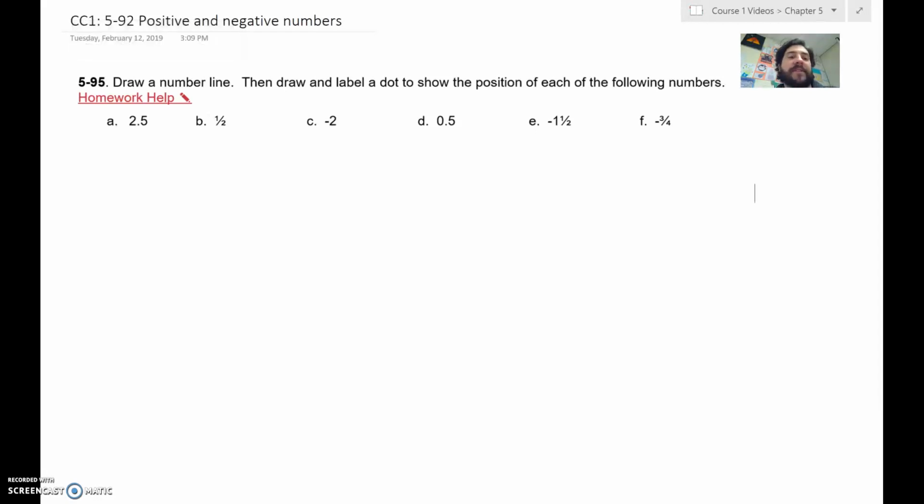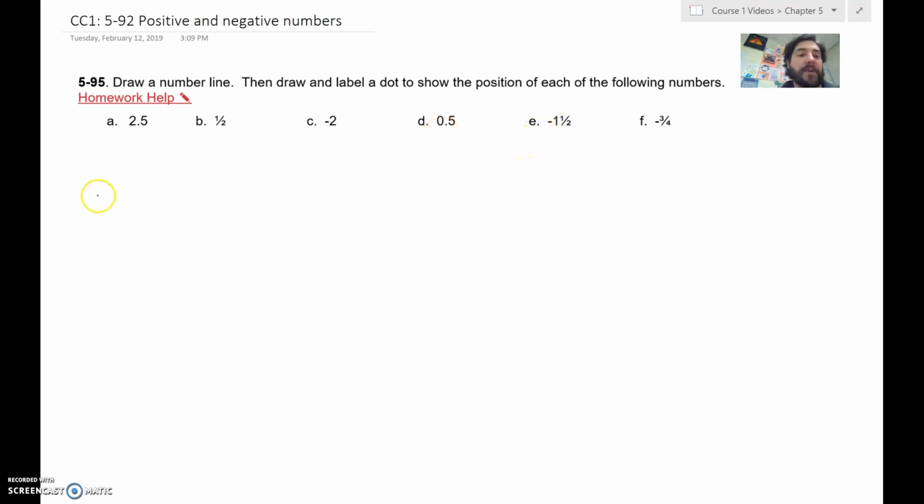This is course 1 from CPM, problem 592 from the 6th grade textbook. This one is about positive and negative numbers. Can you draw them on a number line, and can you represent them where they would go? So this problem gives you 2.5, or 2 5/10, 1/2, -2, 5/10, or half, -1.5, and -3/4.